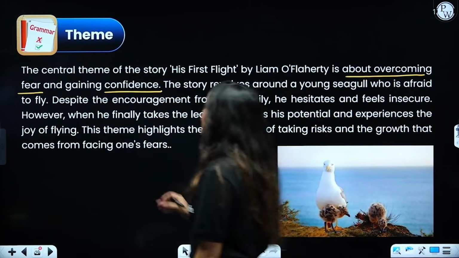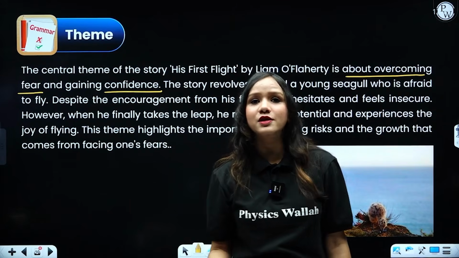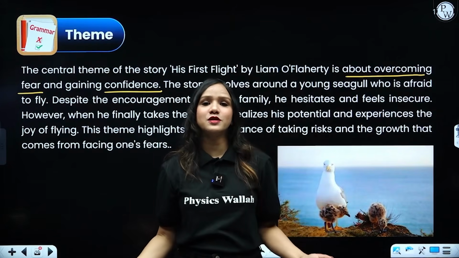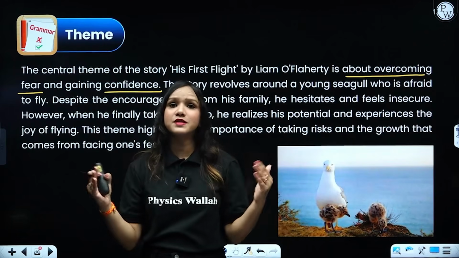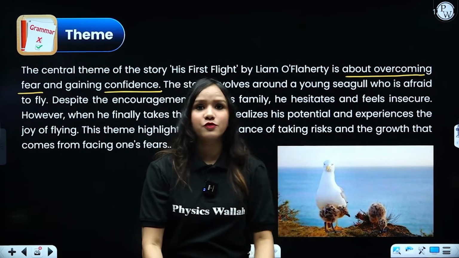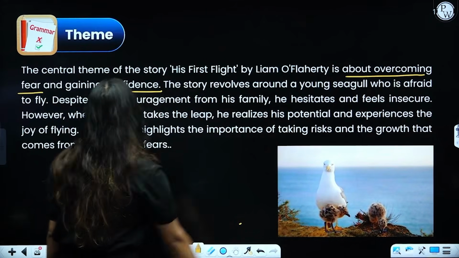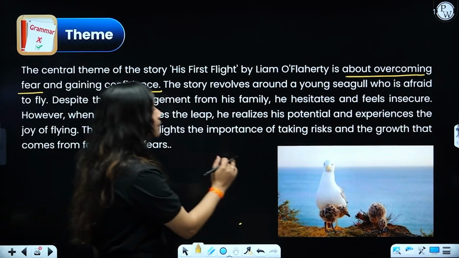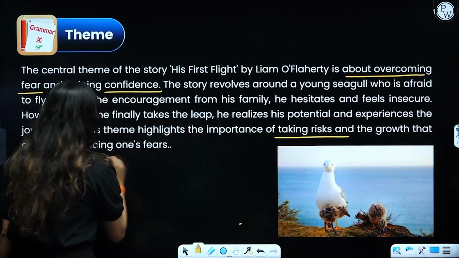Despite the encouragement from his family, he hesitates and keeps feeling insecure that his wings would not support him. There was a vast expanse of sea below him, and he thought he would eventually fall into it and die, right? So he realizes his potential and experiences the joy of flying. This theme highlights the importance of taking risks and the growth that comes after facing one's fears.